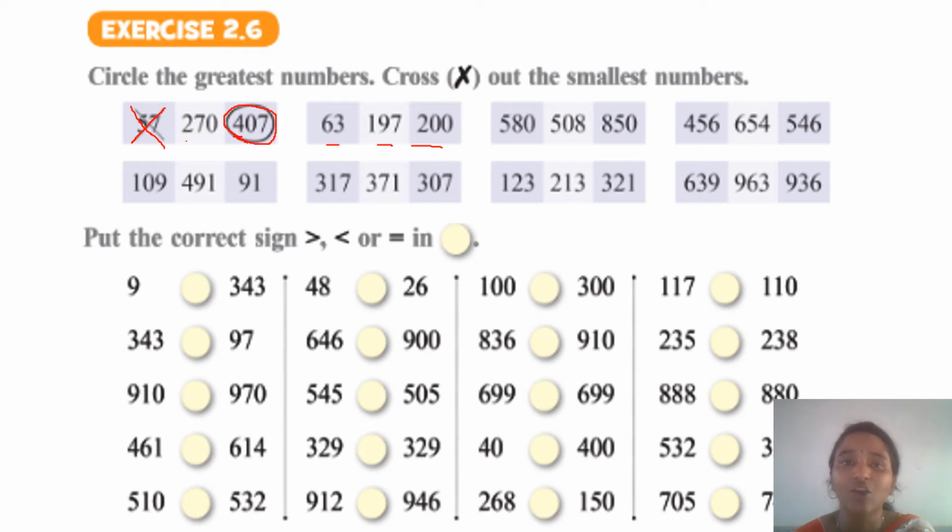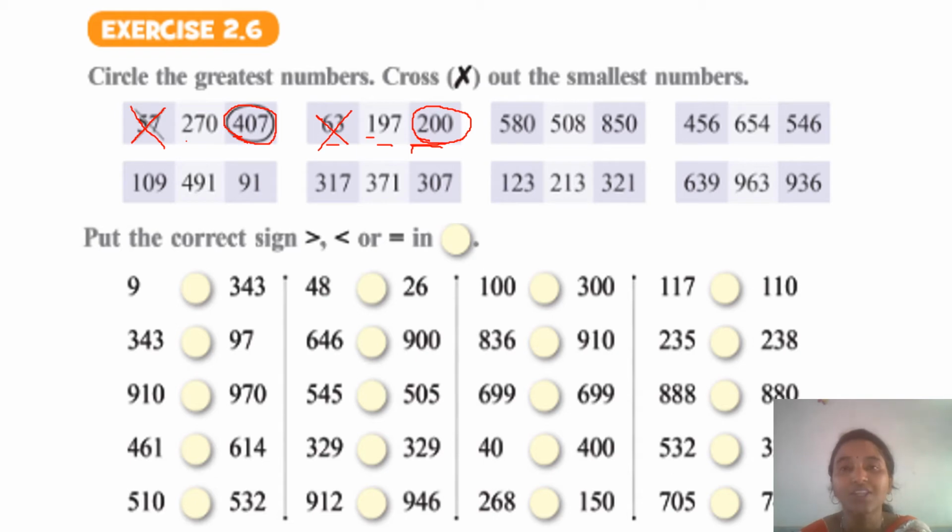In the same way here also, one is a 2-digit number and the other two are 3-digit numbers. So the 2-digit number will be your smallest number, so I am going to cross it. Coming to the other two, we have to choose which is the greatest number. In hundreds place, one is having 1 and the other one is having 2. Which one is the greater number, 1 or 2? 2, right? So 2 is our greatest, 20. Sorry, 200 will be our greatest number. So I am circling it.